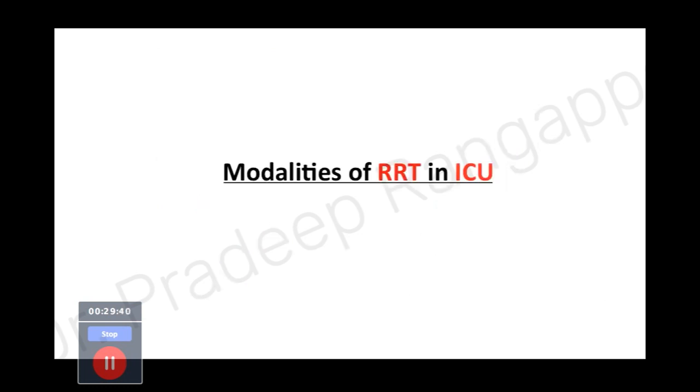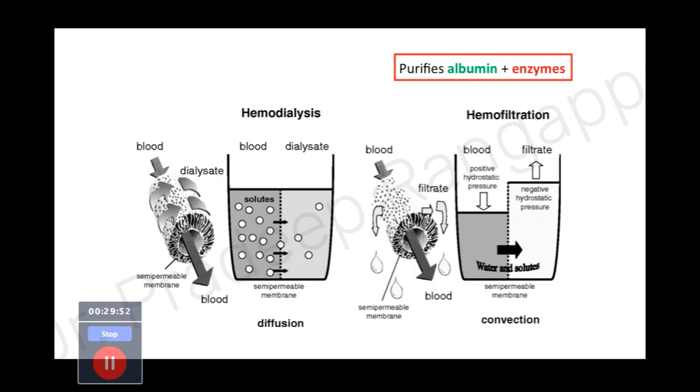So now coming to the last part of my talk. Now you have decided that your patient needs RRT because of those absolute indications. So what are the modalities of renal replacement therapy a trainee should have in mind? There are basically two types of dialysis. One is hemodialysis, one is hemofiltration.